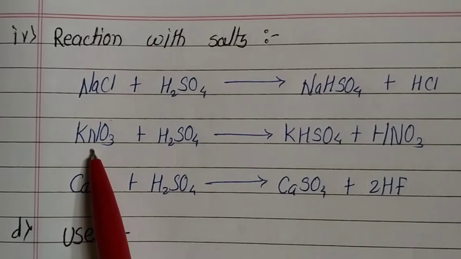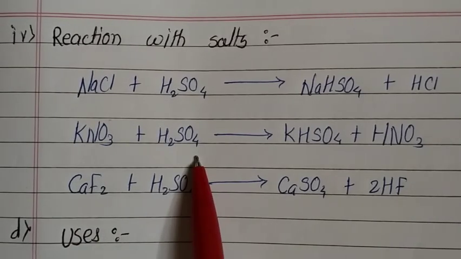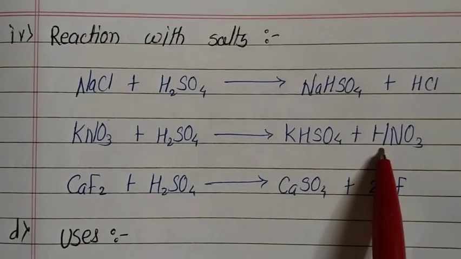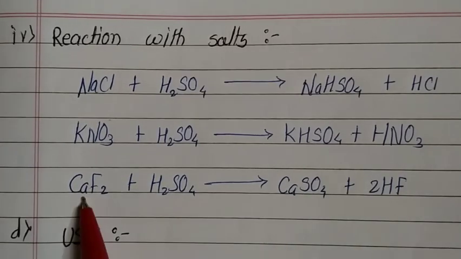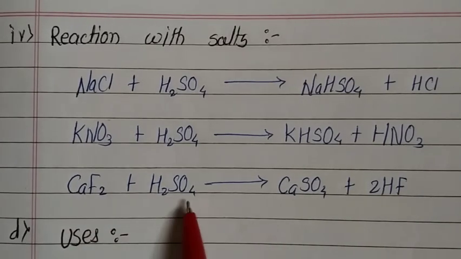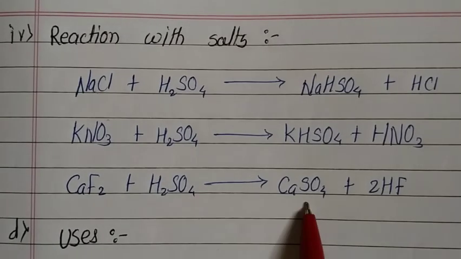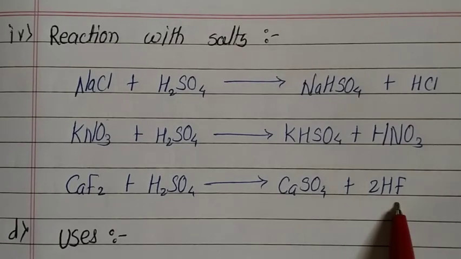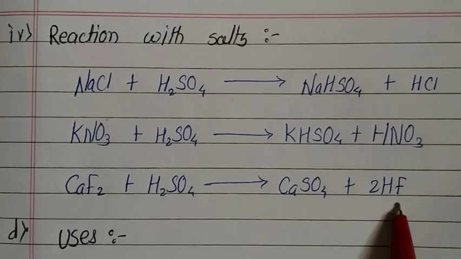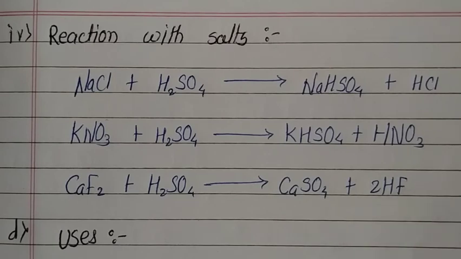KNO3 is decomposed by H2SO4 to give HNO3, that is nitric acid. Here CaF2 is decomposed by concentrated sulfuric acid to give CaSO4, calcium sulfate, plus HF, that is hydrofluoric acid. So these are the chemical properties of sulfuric acid, that is H2SO4.